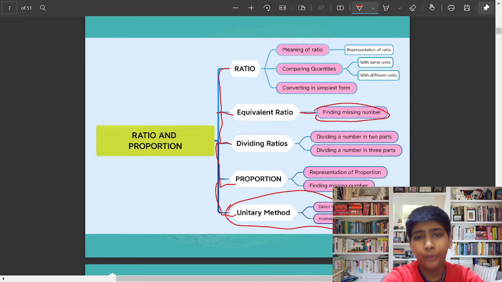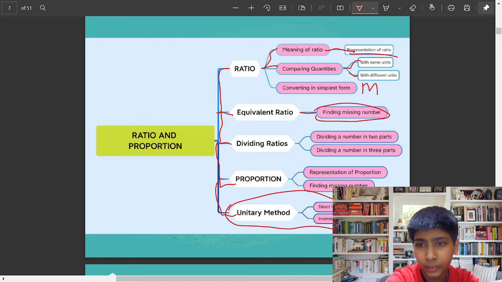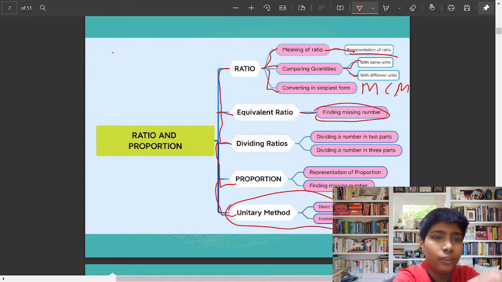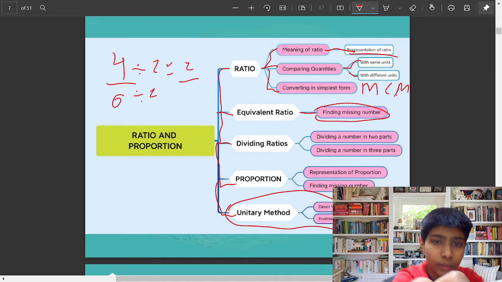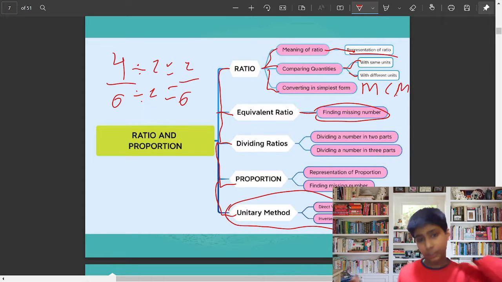So ratio, meaning of ratio we will tell you, and representation of ratio we'll also tell you. Comparing the quantities, with the same quantities or different units, like meters, centimeters, we'll let you know how to do it. Converting into the simplest form, like you can see, 4 by 6 can be converted into 2 by 3 by dividing by 2. It is like fractions somewhat.